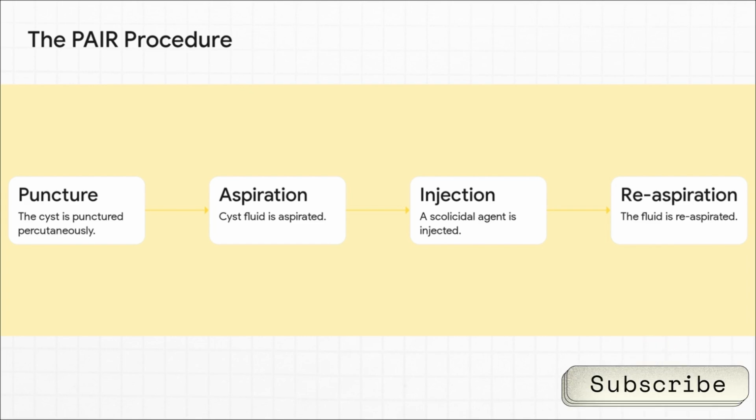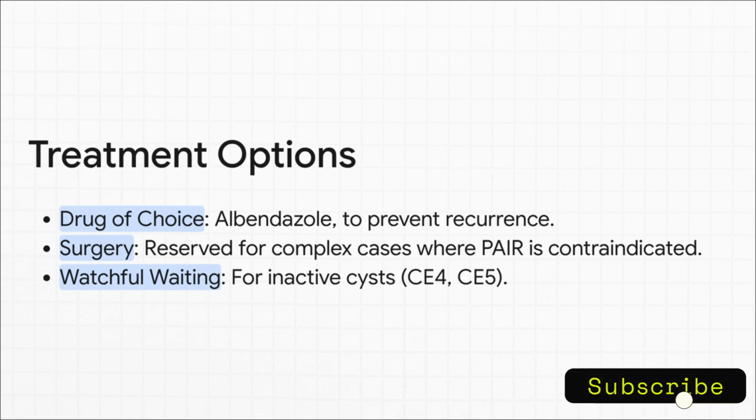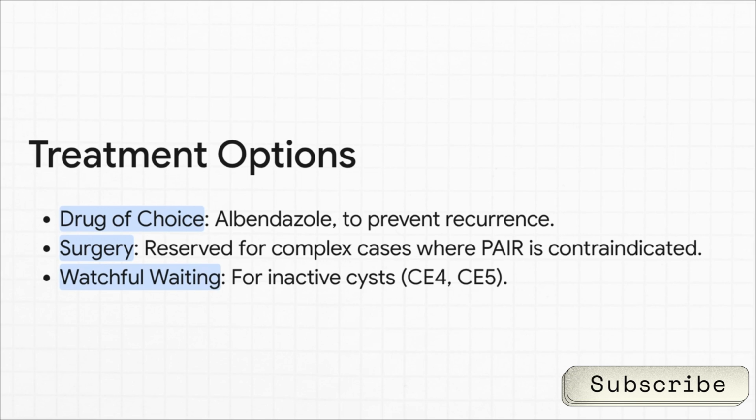It's pretty slick. So PAIR is one tool. What else do we have? Well, the main drug you need to know is albendazole. It's our go-to. We often use it alongside a procedure like PAIR or surgery, both before and after, to kind of mop up any stragglers and prevent recurrence. Of course, big surgery is still an option for really complicated cases. And remember those inactive calcified cysts? For those, a lot of the time we just watch and wait. If it's not causing problems, why poke the bear?